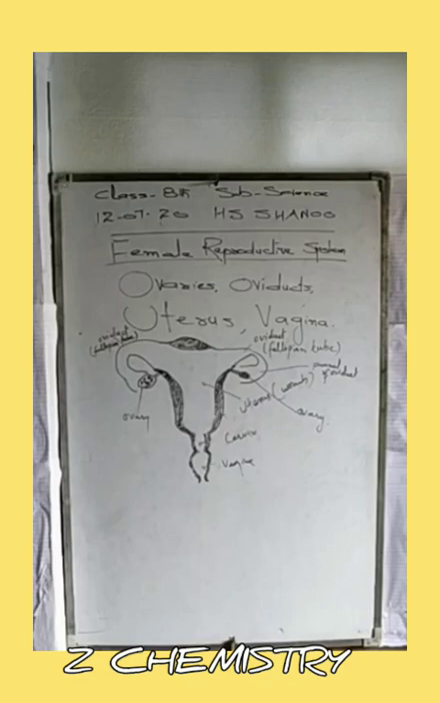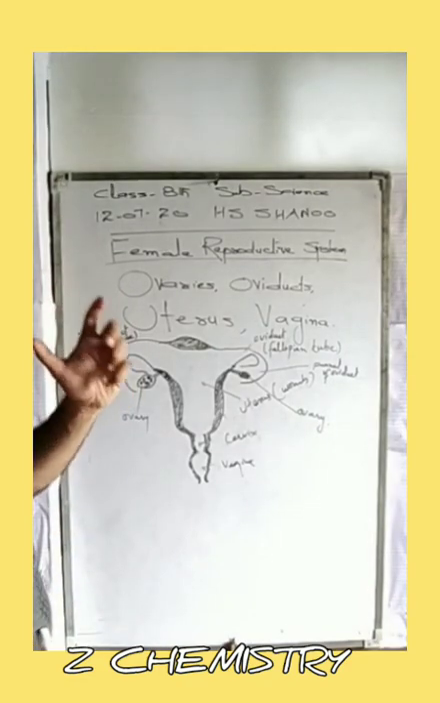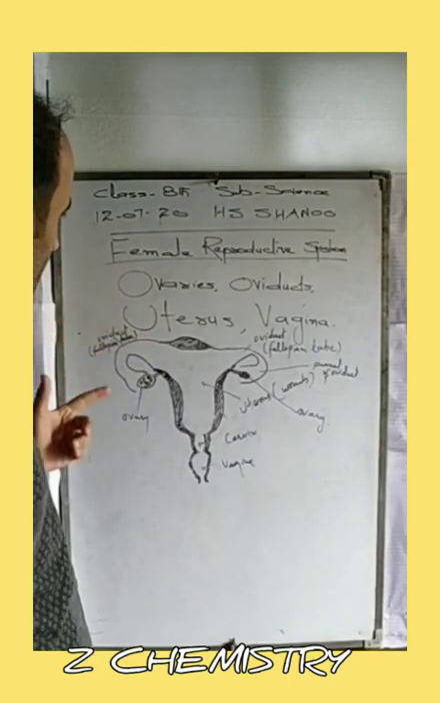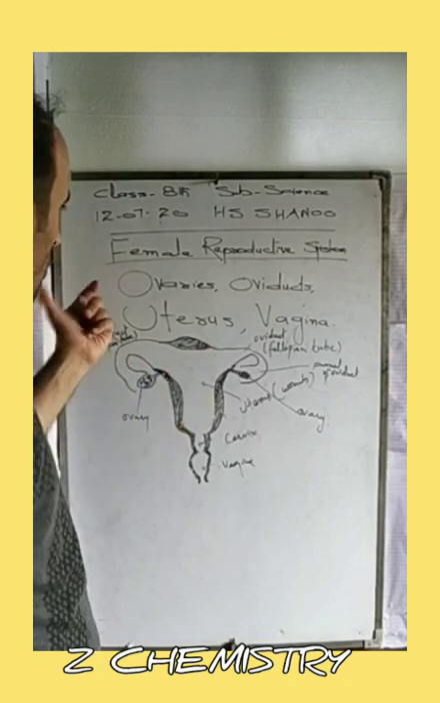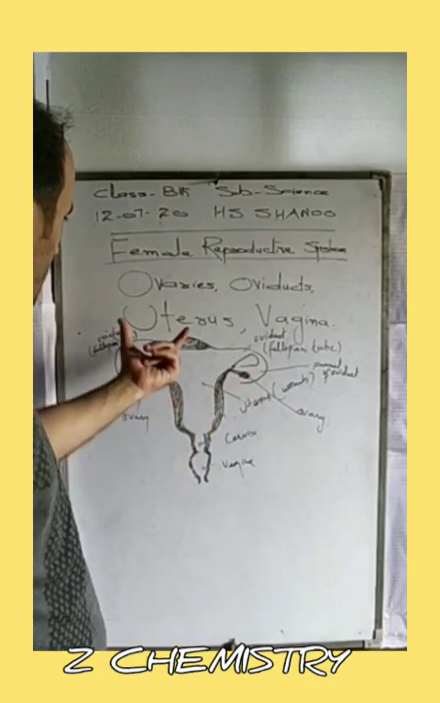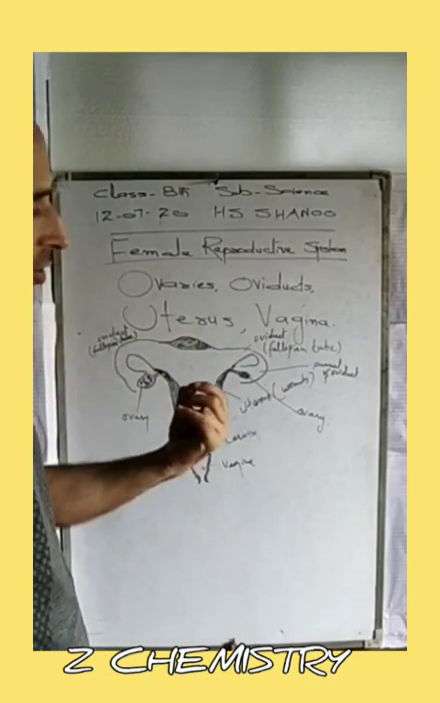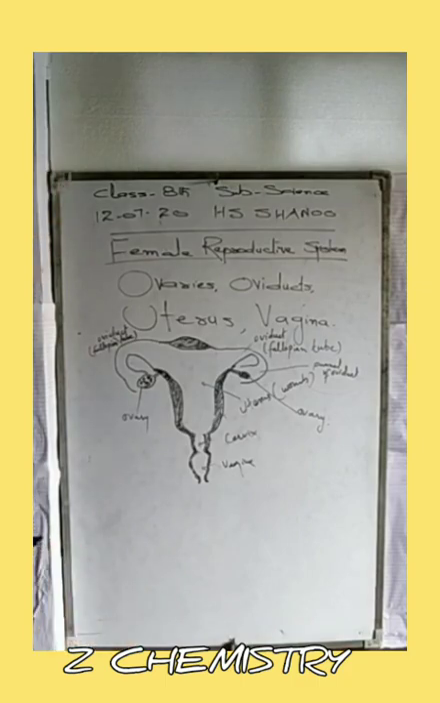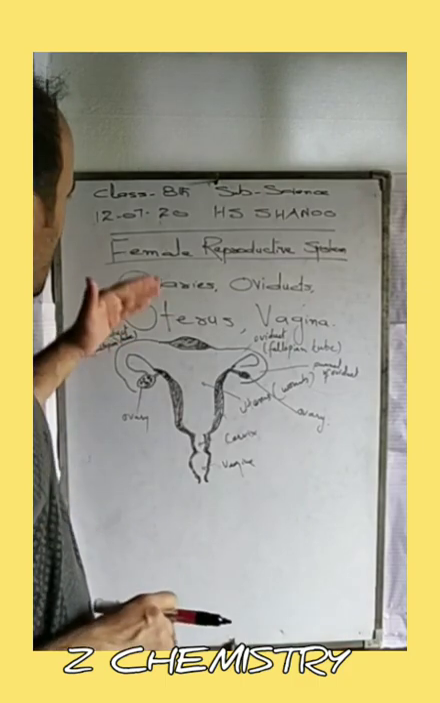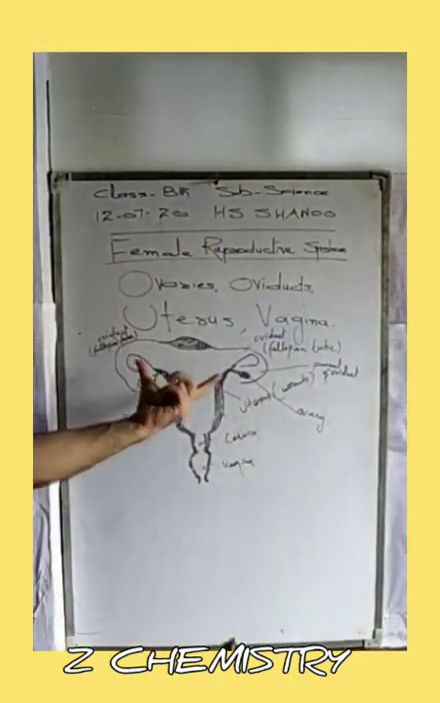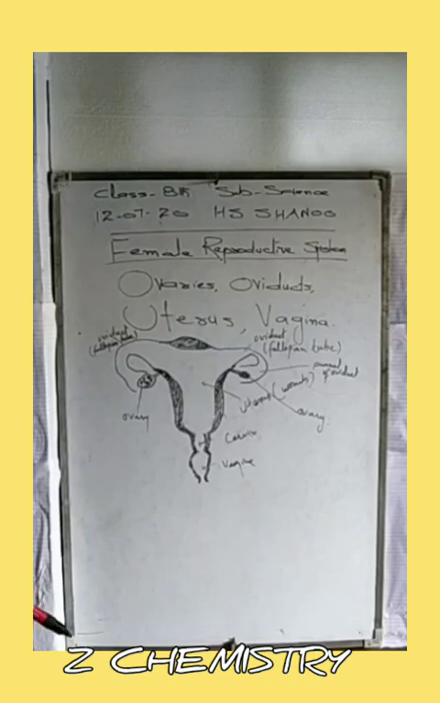In the female reproductive system, there are four main organs. One is the ovary, which is a pair of organs: ovaries, a pair of oviducts, the uterus, a single organ, and the vagina. These are the four important organs of the female reproductive system. Here I have made a simple diagram.